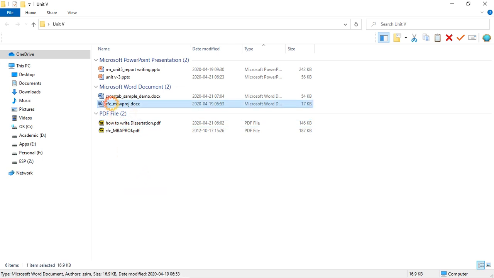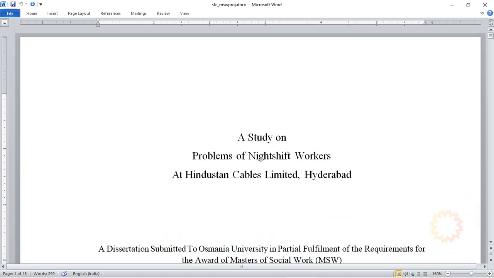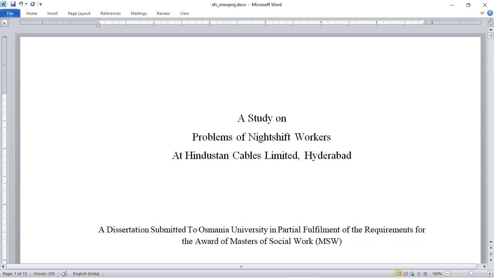So this was the first one, and I can't find the copy of this because it's eaten by the termites. But this is the project report which I did during my first PG, in Master of Social Work with specialization in personnel management and industrial relations. The title of my project report was a study on problems of night shift workers at Hindustan Cables Limited, Hyderabad. Now it is a sick public sector undertaking, it's closed down.